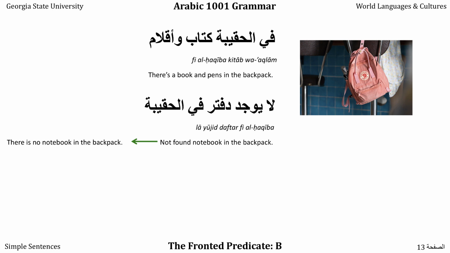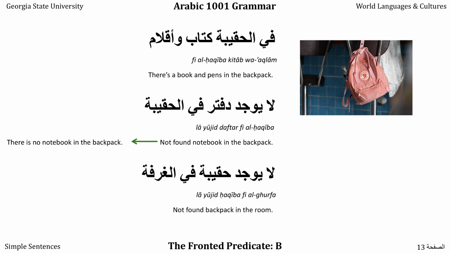So we use the nifty little phrase la yujid to mean there isn't or there aren't. It's just an idiomatic phrase that is highly useful in basic Arabic. La yujid, literally not found. What we really mean is there isn't any. So, la yujid haqiba fil ghurfa, we can say not found backpack in the room, and what we mean is there is no backpack in the room.